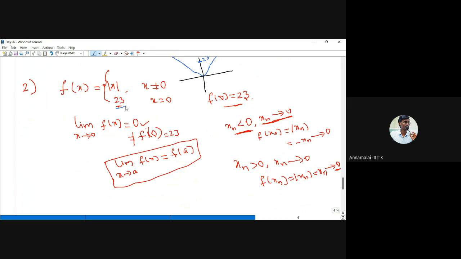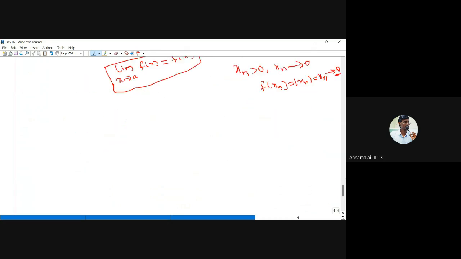Okay, good. Now, next problem. So, any doubt in this? Any doubt on finding the right hand limit, left hand limit? Maybe we take some more examples, and then we check it.